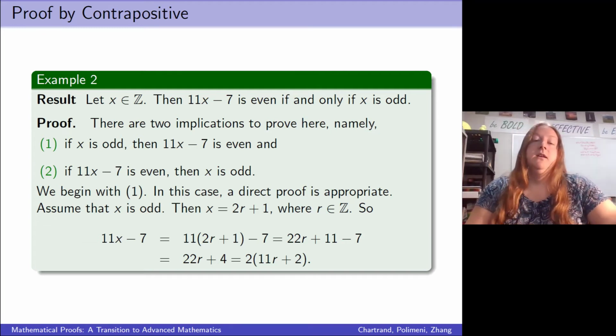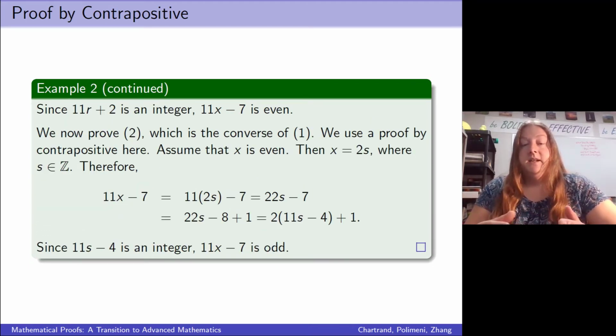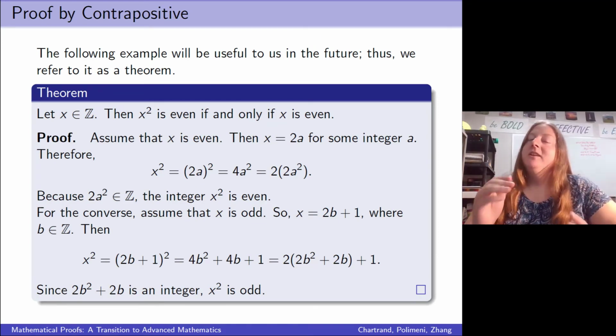The second part of that looks a lot like our last example, where we had something more complicated we would be assuming if we went with a direct proof, whereas if we go with the contrapositive, we get to just assume that x is even. So instead of proving this directly and the more complicated way, we're going to go with the contrapositive. So we're going to assume that x is even, and we're going to plug in 2s for some integer s for x. And we're going to work this out, and just like in our previous example, we're going to find that it must be odd. So since we've proven both implications, we have now proven the biconditional. So whenever you see a biconditional, you need to remember that there are two proofs that you need to complete.